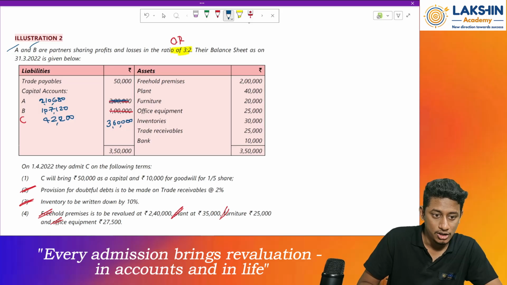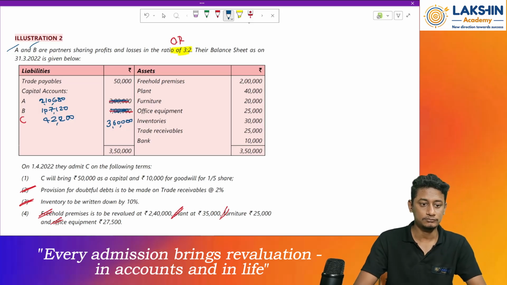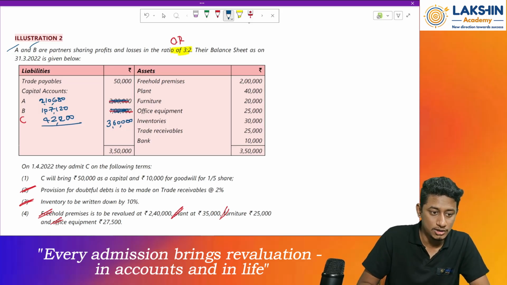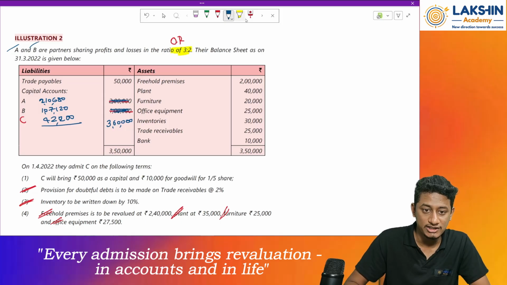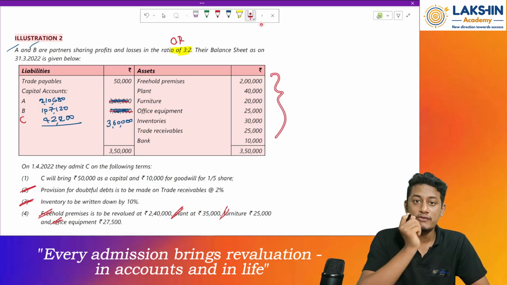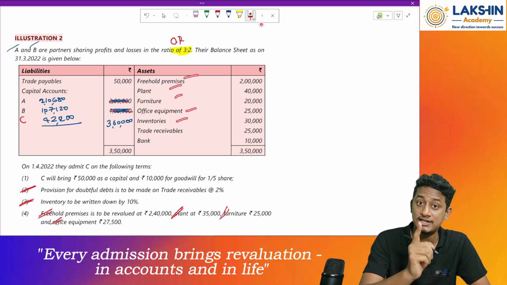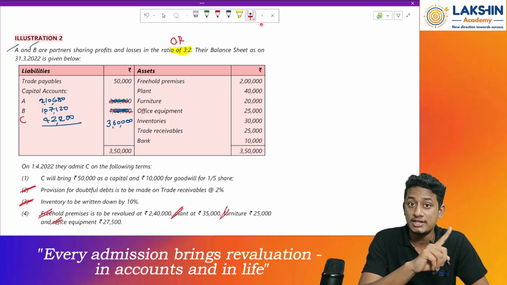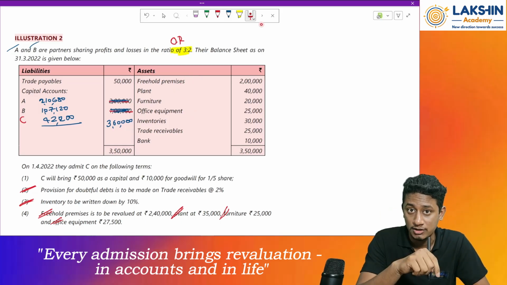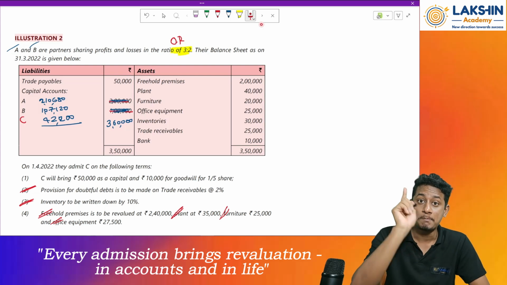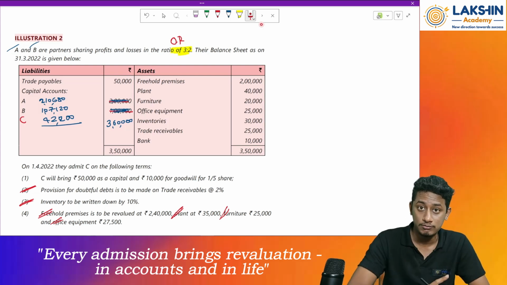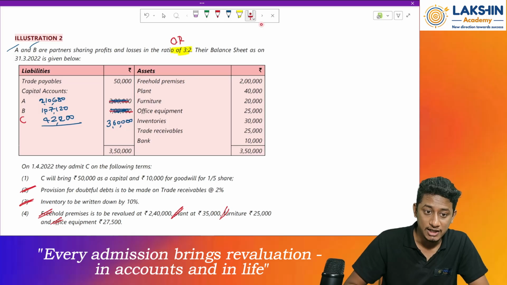Okay, do not consider this. The total of all the capitals. Then what else changes on the asset side? Tell me, what value will change on the asset side? See, these values won't change. Why? Because the question is clearly warning us that no value should be changed after admission, just like the old question. Because I am preparing a memorandum revaluation account, just like the previous question, right? So now that means these six values won't change.